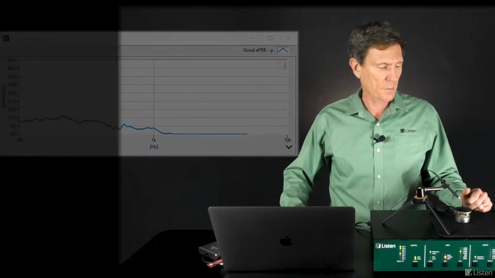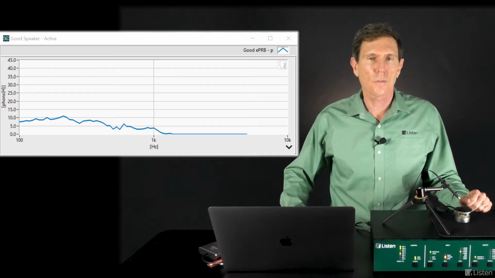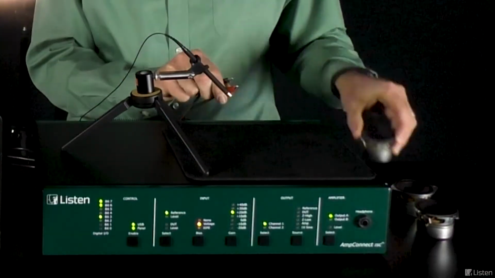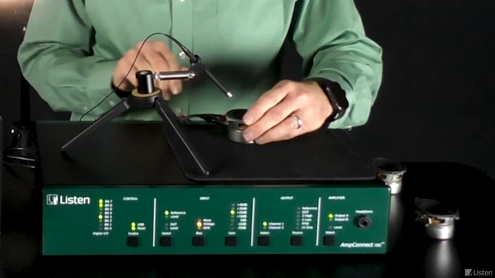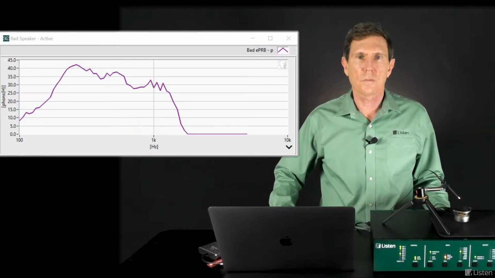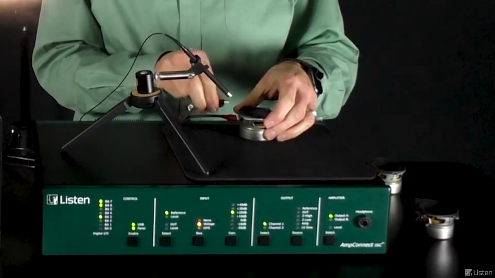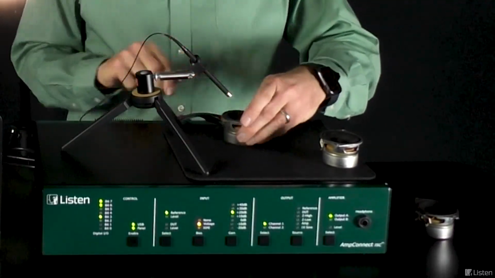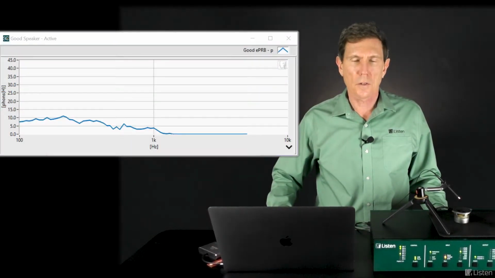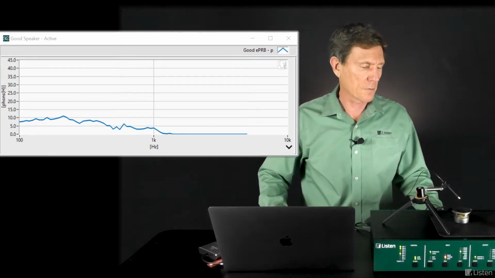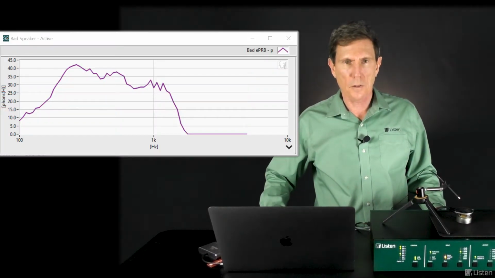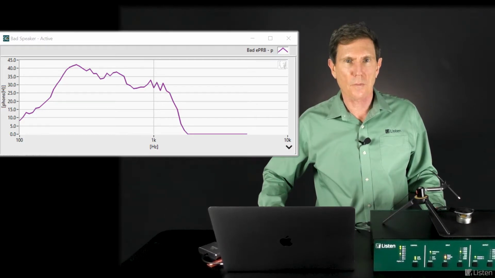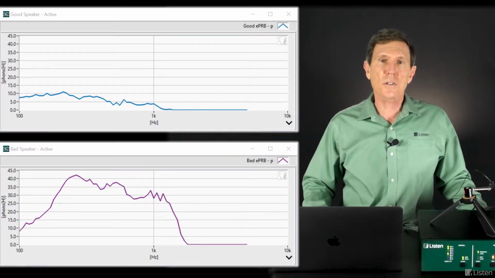So first, here's the good speaker. And here's the bad speaker. One more time. Good speaker. Bad speaker. Could you hear the difference?